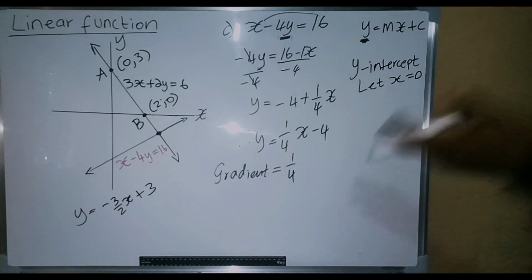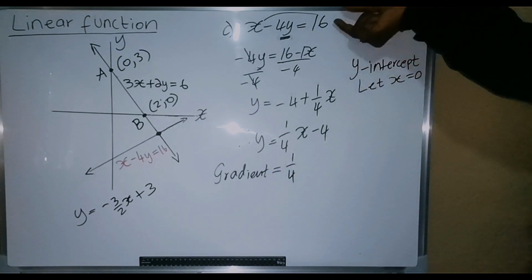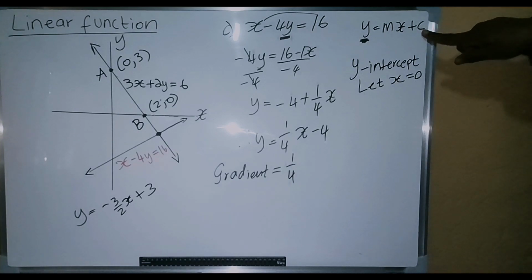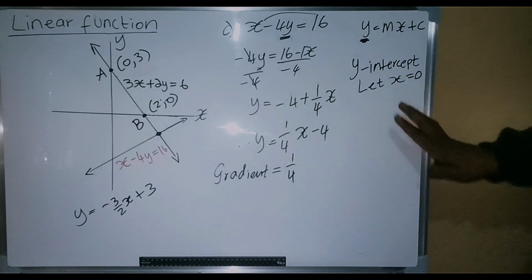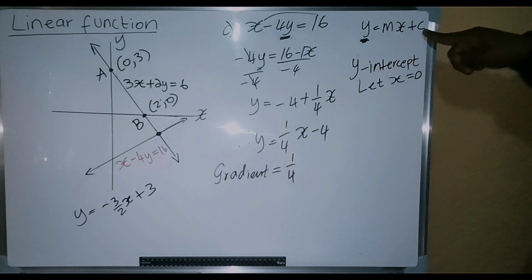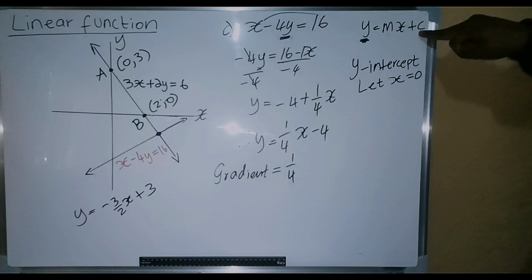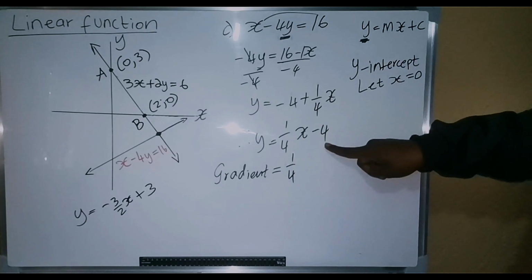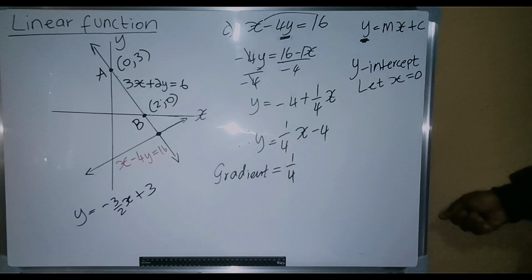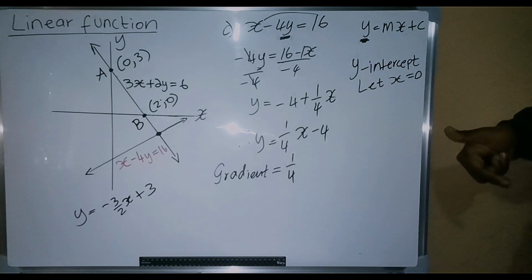Wherever I see x in my equation, I put in 0. Now, one of you might say, because I know that our c is the y-intercept, therefore our y-intercept will be negative 4. If you understand mx plus c, our constant here, in this case negative 4, is our y-intercept. So y is equal to negative 4. That's our y-intercept there. But now let me prove it.